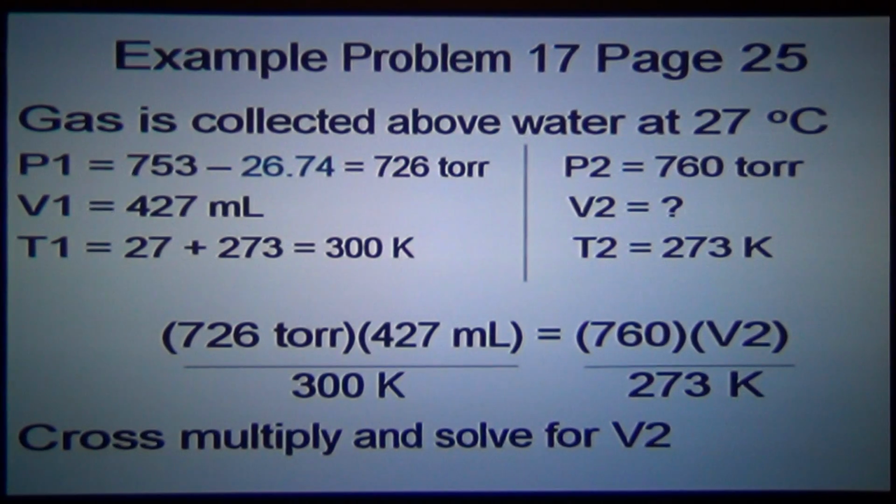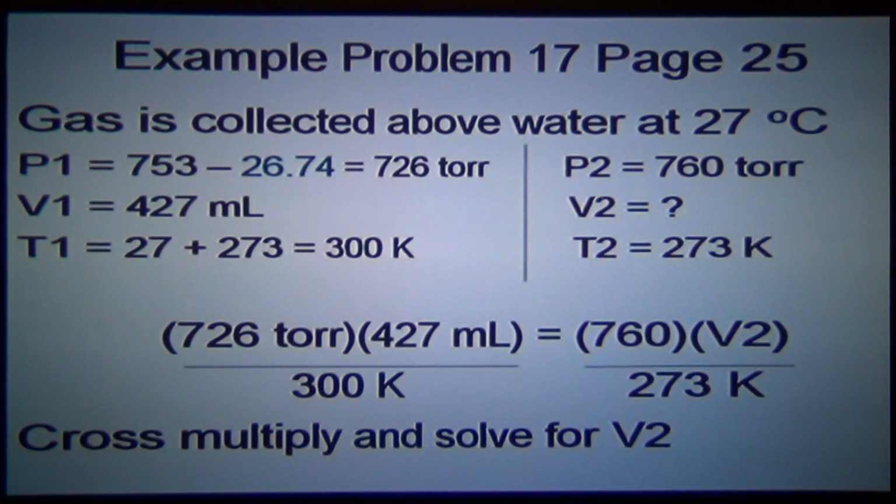Now notice in this problem they did not give you STP conditions. You have to know standard pressure in torr is 760. You have to know standard temperature is 273 Kelvin. So they stated STP conditions, but they actually did not give you the values, so you'd have to know those. If you cross multiply here and solve for V2, your final answer would be 371 milliliters.